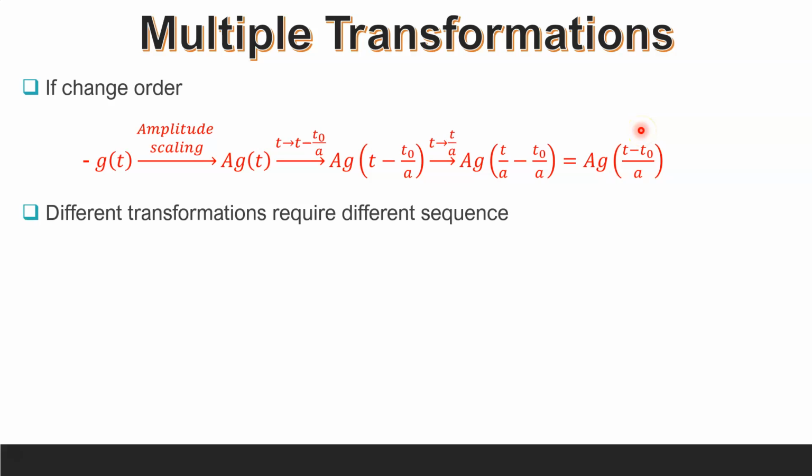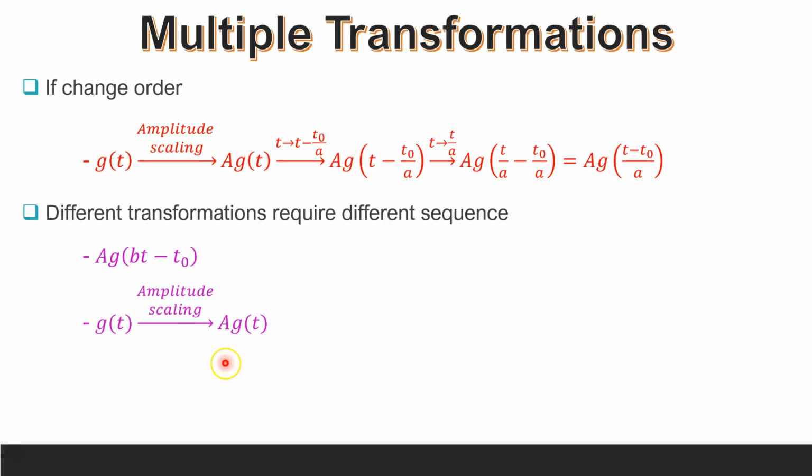Now you might ask what kind of transformation sequence I need to perform. Actually, different transformations will require different sequences. So you need to look at the equations properly and think, and maybe do some trial and error. For example, if I want the signal g of t to undergo this type of transformation, this will be the sub-transformation sequence that I will do.